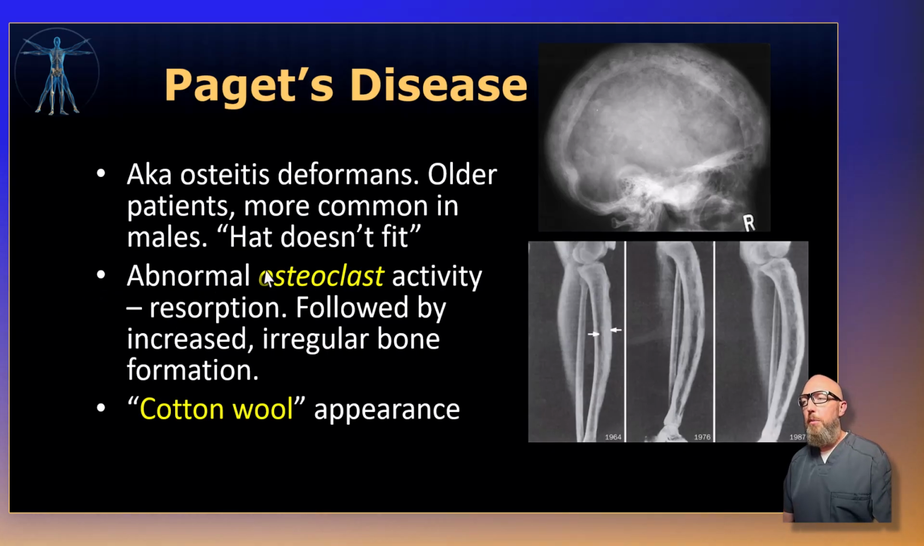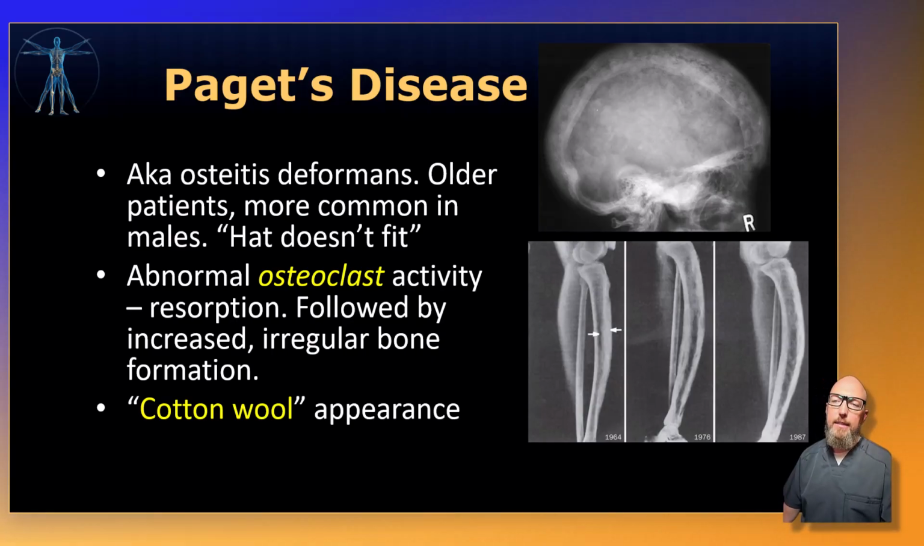This is abnormal osteoclastic activity, which leads to increased resorption, and that's followed by disordered bone formation. The result is bone that's structurally unsound. And there are three typical stages that kind of overlap: the initial osteolytic stage, meaning it's resorbing bone, it looks radiolucent, then a mixed osteoclastic and osteoblastic stage, and then the final burned out osteosclerotic stage where bone is dense and radiopaque. So more common in males.